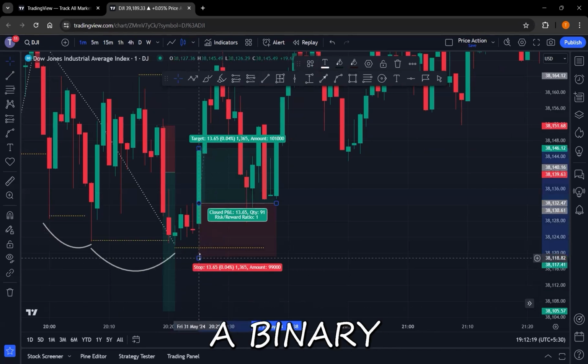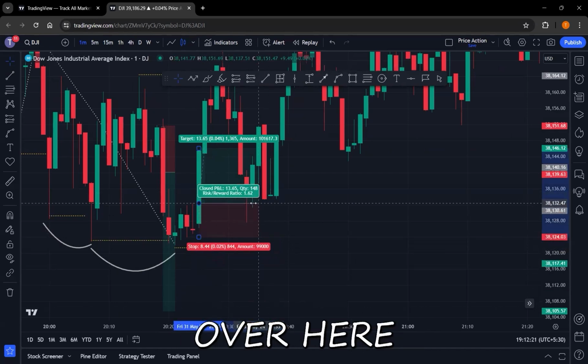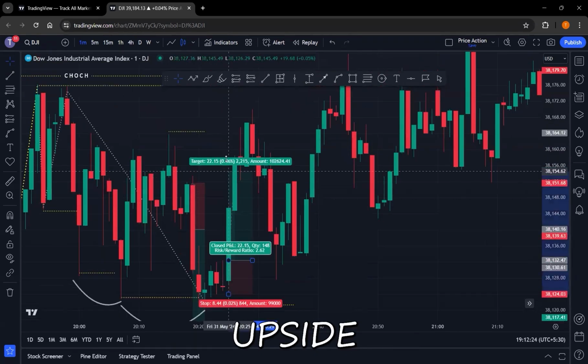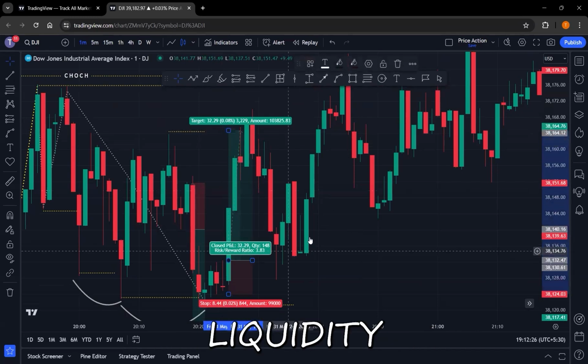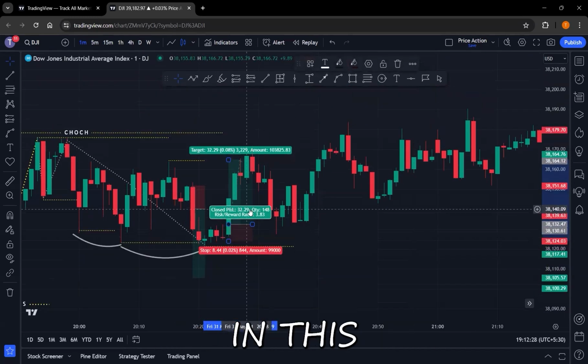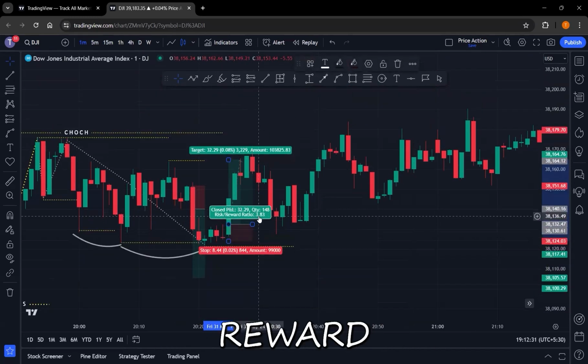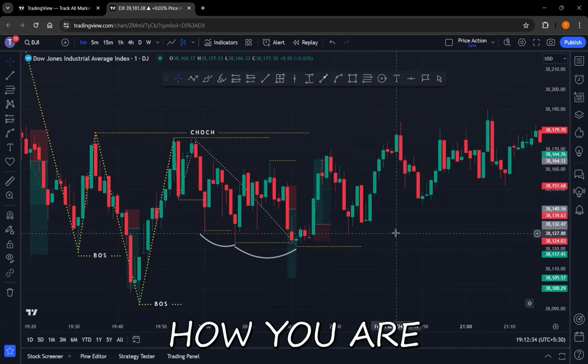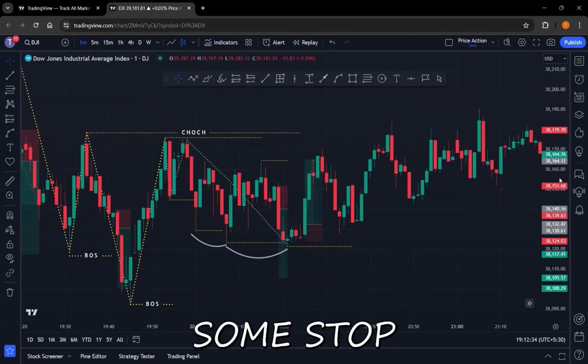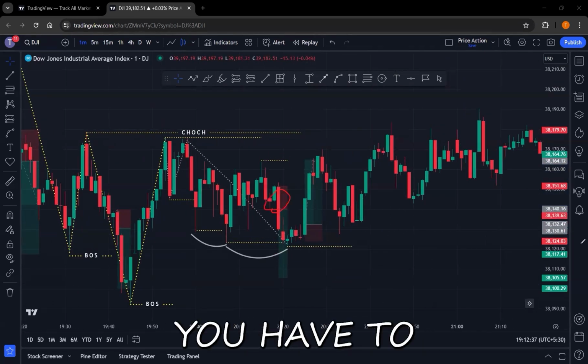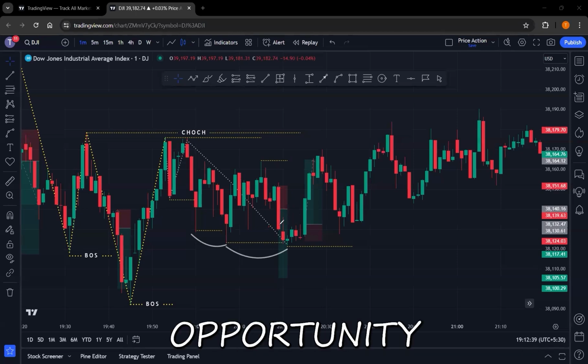So we'll be taking a buy entry from here, putting the stop loss something around over here, and you are going to target what? Above side liquidity in the market. This is how the liquidity can be targeted, and you can see in this particular trade we have achieved a risk reward of 3.8. Okay guys, so this is how you are actually managing your trades. Even if there are some stop losses in the way, that's okay. You have to accept it and just move on, because the next opportunity is waiting for you.